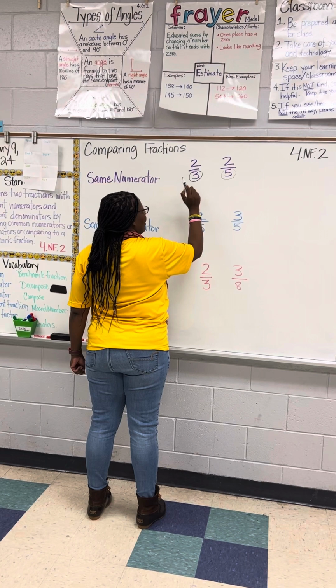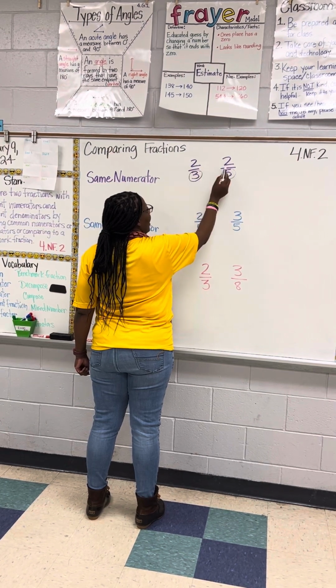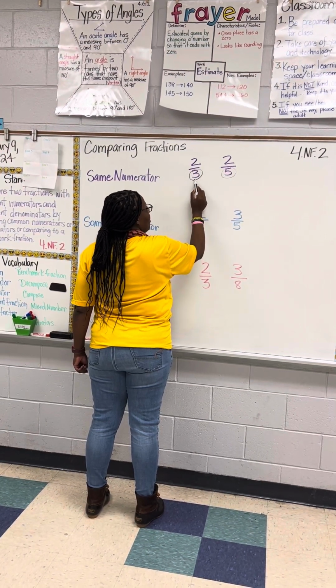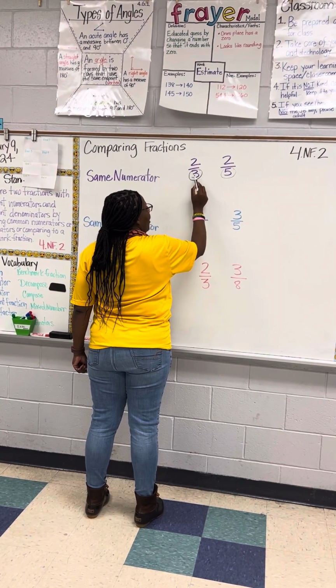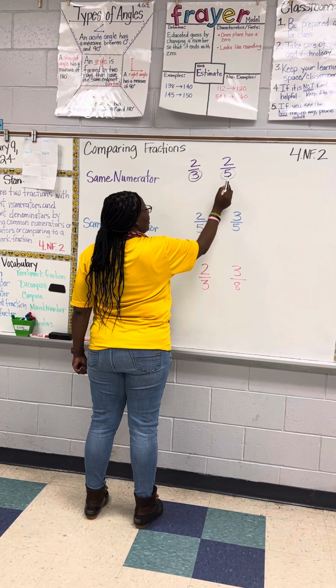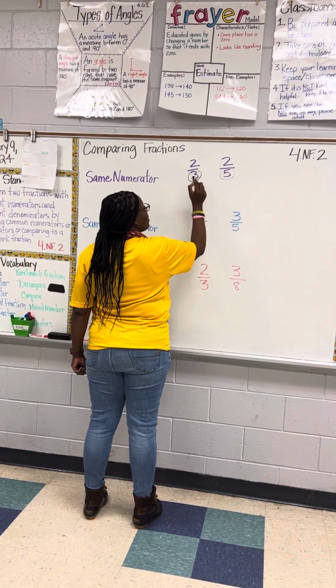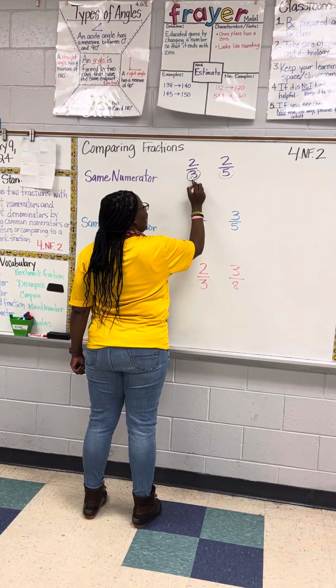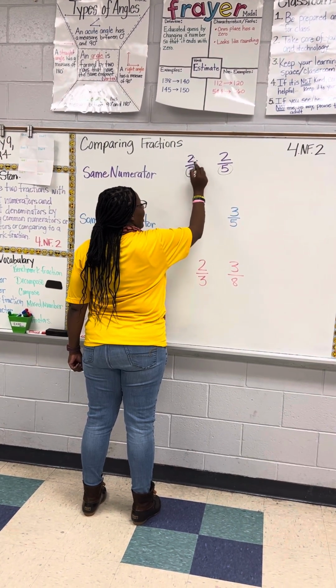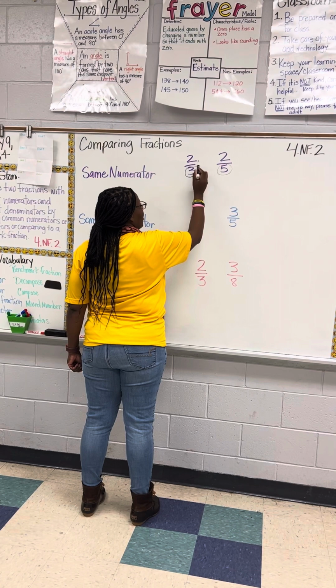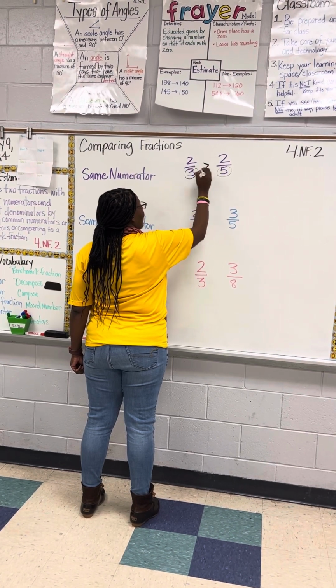I'll say that again. Whenever the numerators are the same, you look at the denominators and see which one is greater. All right, the 3 is smaller than the 5, but you go with the smaller denominator, and that makes this fraction the largest fraction. And I'm going to come back and show you something with this, okay? This is the largest one, okay?